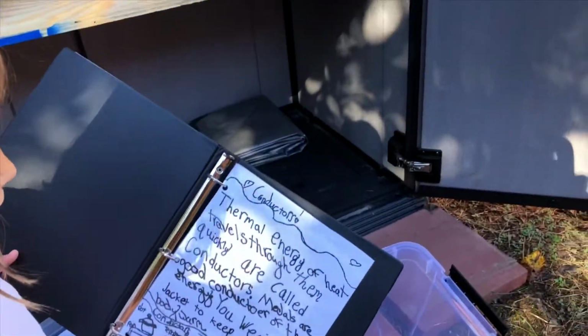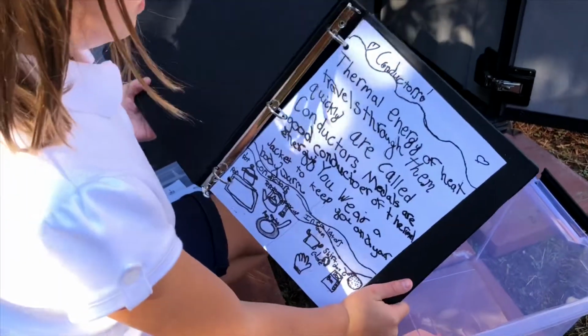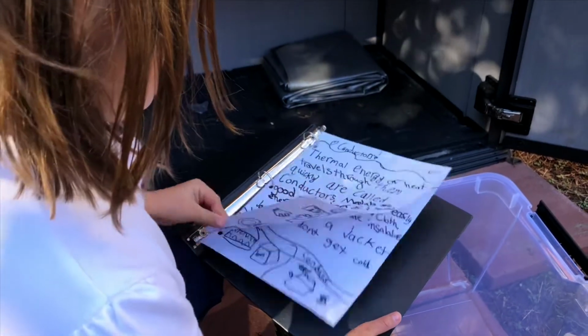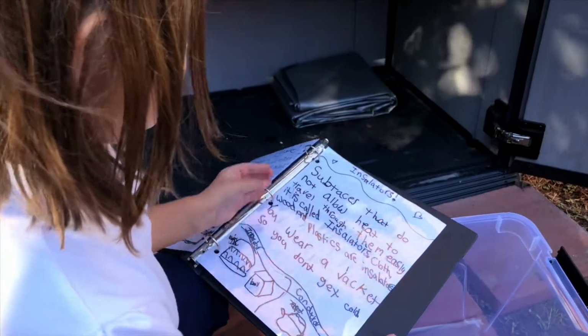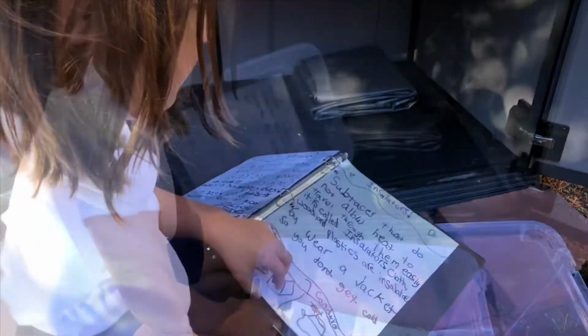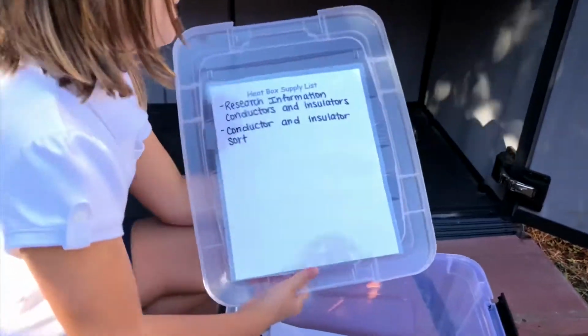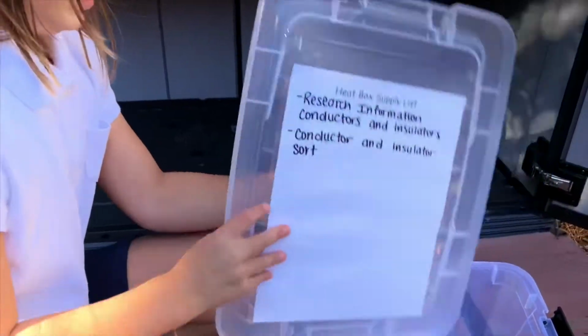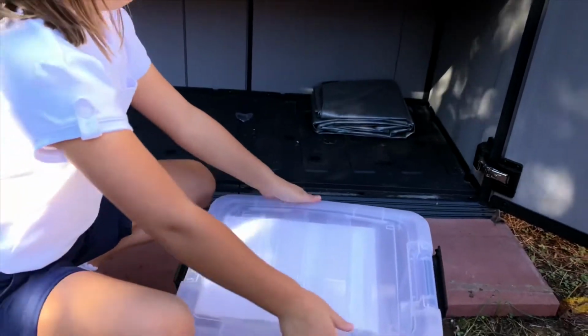Conductors. Thermal energy of heat travels through them quickly are called conductors. Okay. Insulators. Substances that do not allow heat to travel through them easily. Now this is what we have on the lid. Research information, conductors and insulators. Conductor and insulator sort. That is the game.